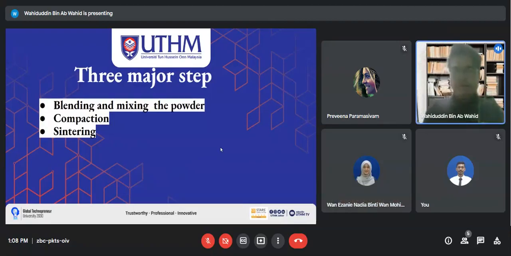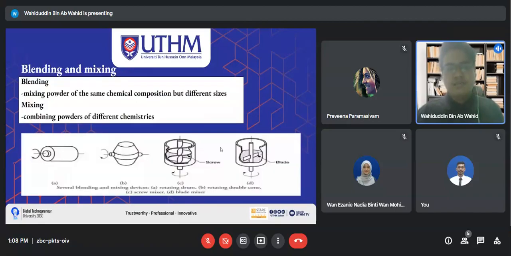In powder metallurgy, there are three major steps. Firstly is blending and mixing the powder. Second is compaction, and thirdly is sintering. So let's go into blending and mixing first. Blending means mixing powder of the same chemical composition but different size, while mixing is combining powder of different chemistry.